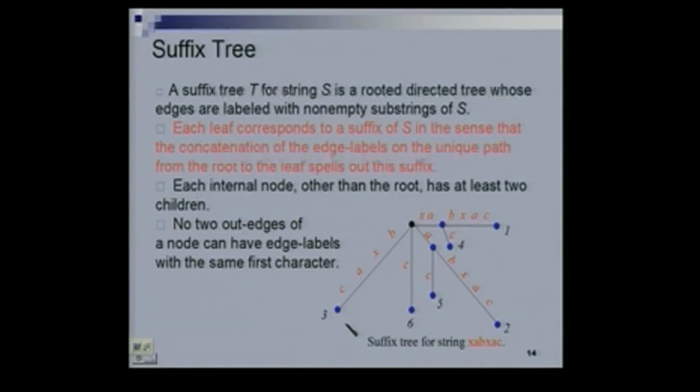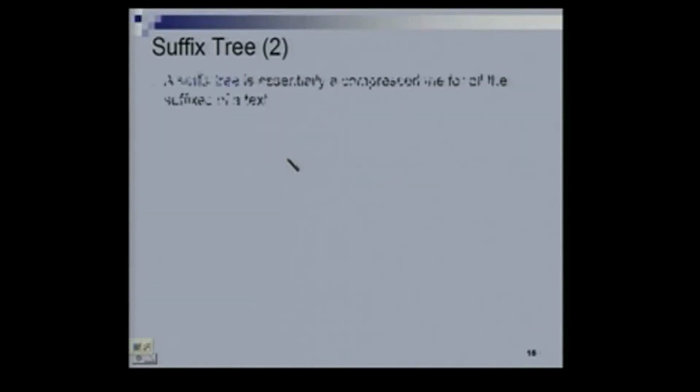ठीक है? सारे suffixes हमने एक trie में डाल दिए, तो इसलिए हम इसको suffix tree कहते हैं, suffix trie भी कह सकते हैं. ठीक है, पर हम suffix tree कह रहे हैं इसको. So it's essentially a compressed trie for all the suffixes of the text.